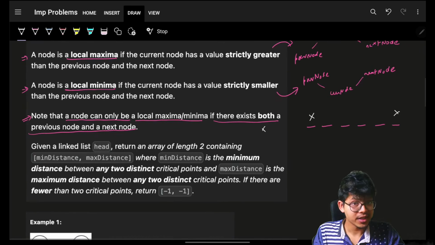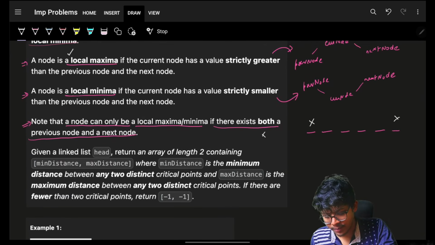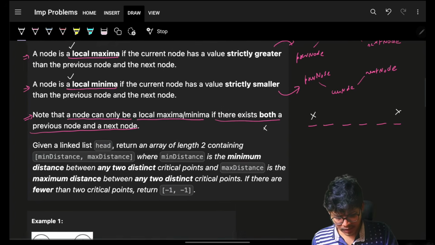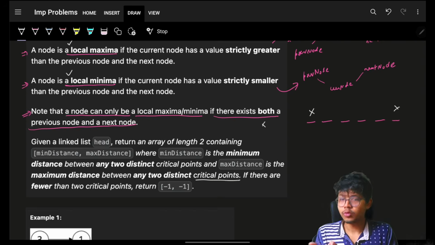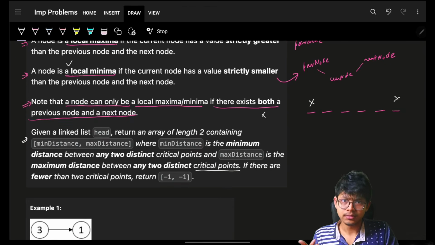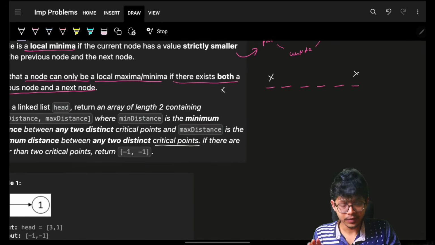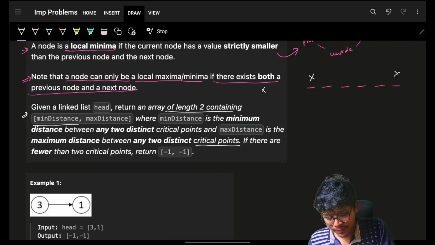Now, what is this critical point? The critical point is any point which is either a local maxima or a local minima. And they have defined also that a critical point is the point having local maxima or local minima. Now, the condition is that given the linked list head, you know that we are always given the head of a linked list, return an array of length 2 containing minimum distance, maximum distance.